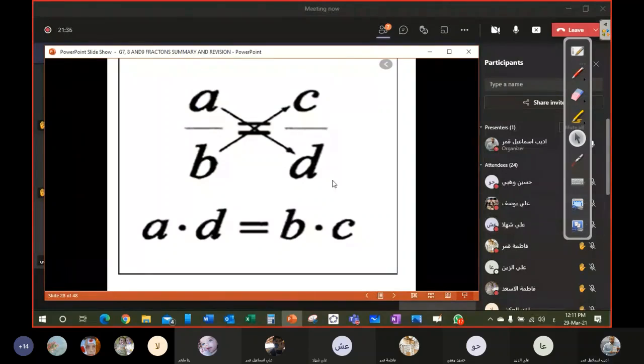Okay. Here, cross multiplication: a over b is equal to c over d. We multiply a times d and put it equal to b times c. ad is equal to bc. This means a multiplied by d, and b multiplied by c. So what condition should we have here before we do the cross multiplication?